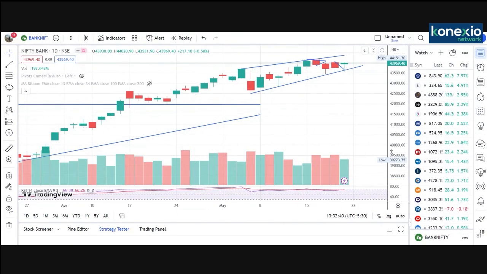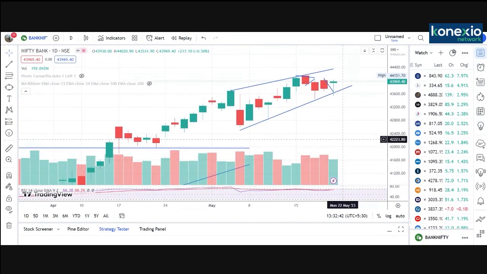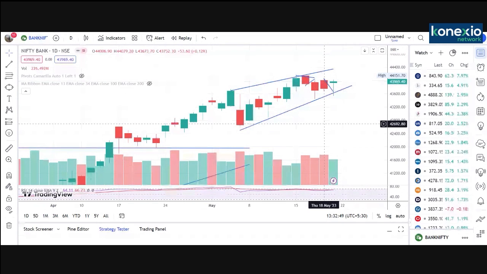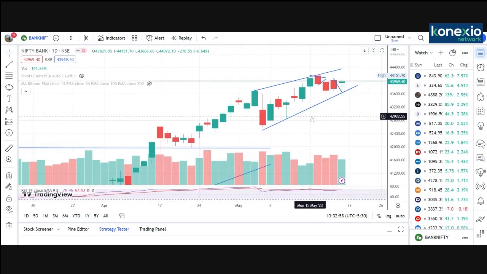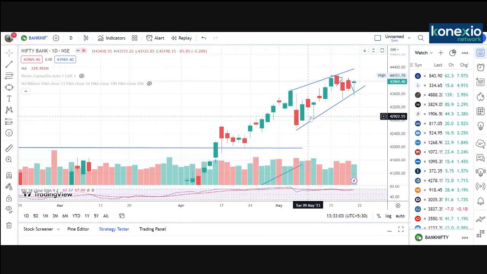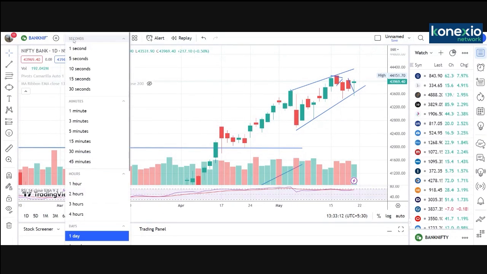It has taken a very strong support near its rising wedge support trend line. You can see it has taken support 2 to 3 times, 1, 2, and 3 times, and from those levels it has bounced. But again, there is also resistance near 44,000 or 44,400, 500 mark. Looking at this particular pattern, we feel that Bank Nifty might also go into a time correction or a consolidation, at least for the next week. This is the daily chart.